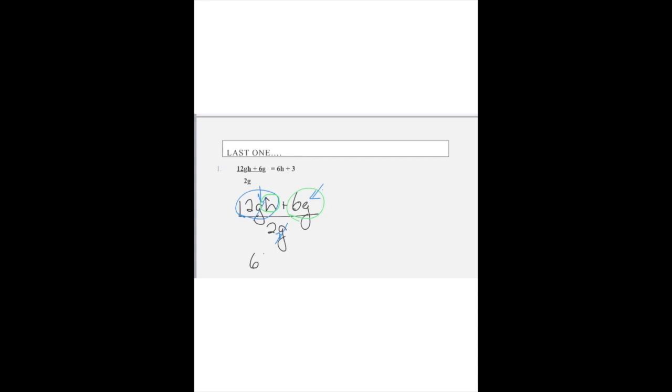So we end up with 6h. Then we have plus, we have 6 on top here. We divide by 2, 6 divided by 2 is 3. And then g divided by g again is going to cancel. So then we're left with 6h plus 3, because these two g's here have canceled each other out.